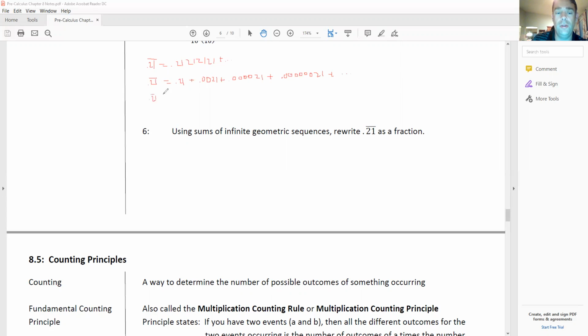So this 0.21 repeating, if I wanted to write that as a fraction, 0.21 would be the same thing as 21 over 100. And however many numbers are after the decimal, that's how many zeros I have. So 21 over 10,000. This next one has 6 numbers after the decimal, so that'd be 21 over 1,000,000. That's a lot of zeros. And then this next one would be over 100 million.